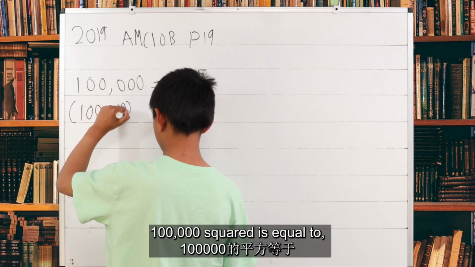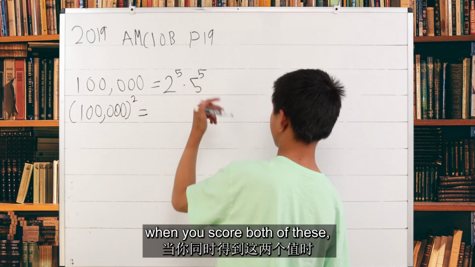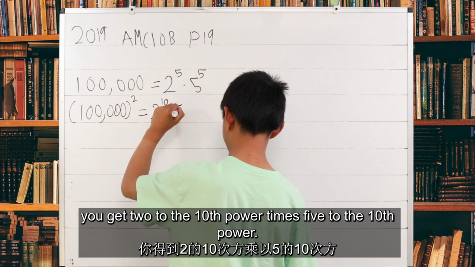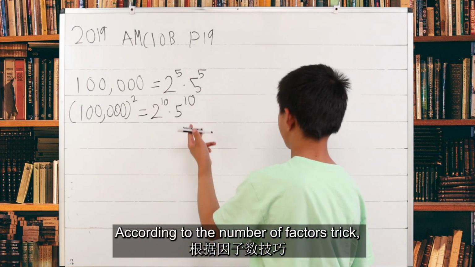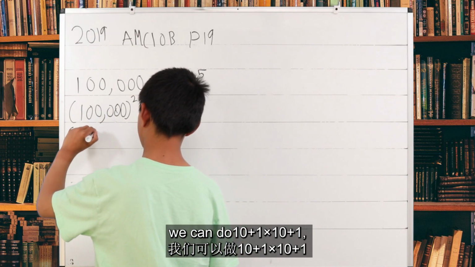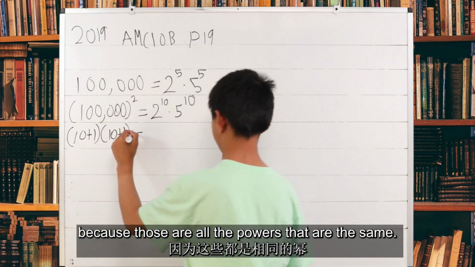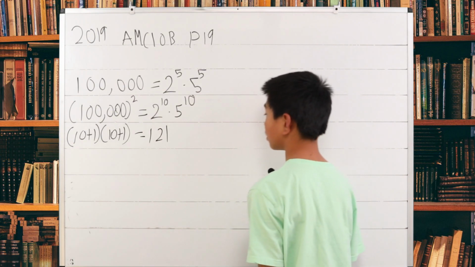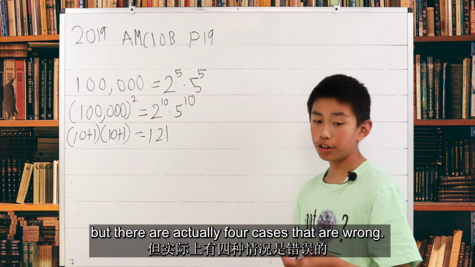100,000 squared is equal to, well, when you square both of these, you get 2 to the 10th power times 5 to the 10th power. And according to the number of factors trick, we can do 10 plus 1 times 10 plus 1, because those are all the powers, they're the same. This is 121.